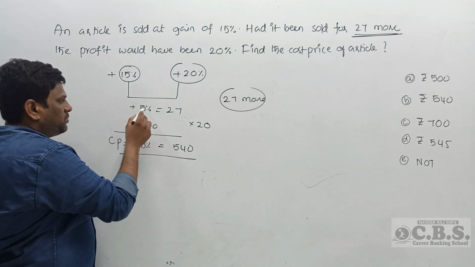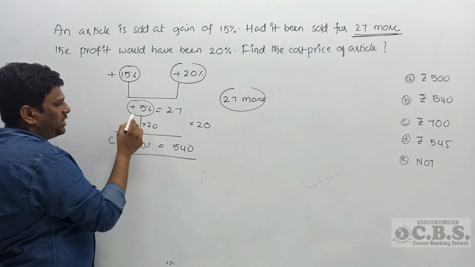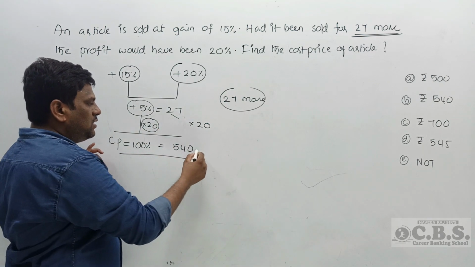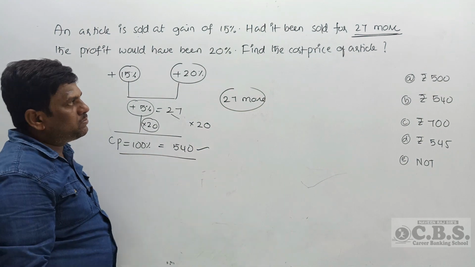So cost price is how many percentage? 100%. 5 how many times is it? 20 times. 5 into 20, so 27 into 20 is nothing but 540, the final answer of the article. Option B is the right answer.